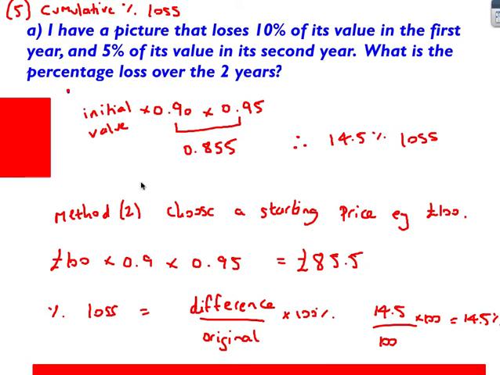Now, what's the percentage loss? Well, we can use this formula. Percentage loss, we're going to get the difference divided by the original, times it by 100. So the difference between 100 and 85.5 is 14.5. The original is 100, so therefore 14.5% loss. So you can decide which of those you prefer. First one's less work. The second one might be easier to understand what's going on. Okay.